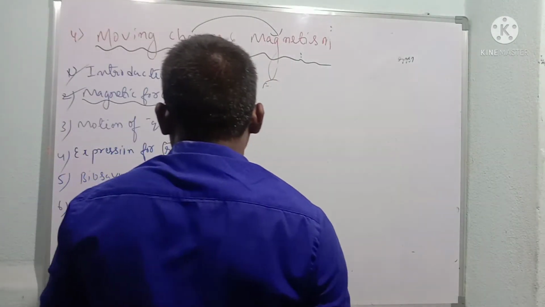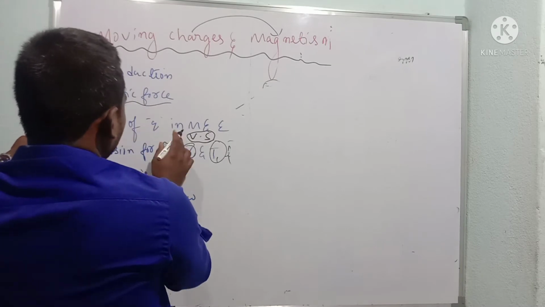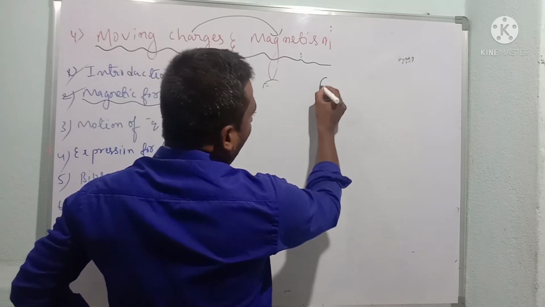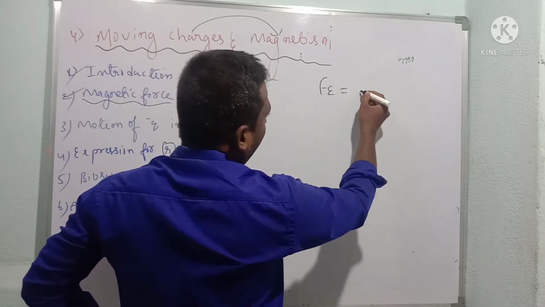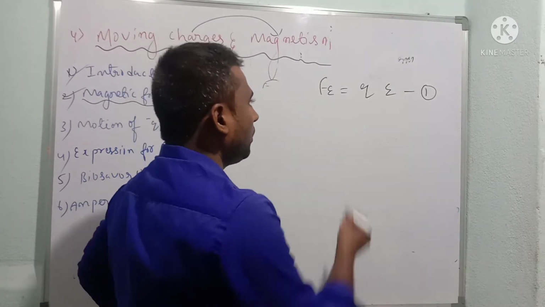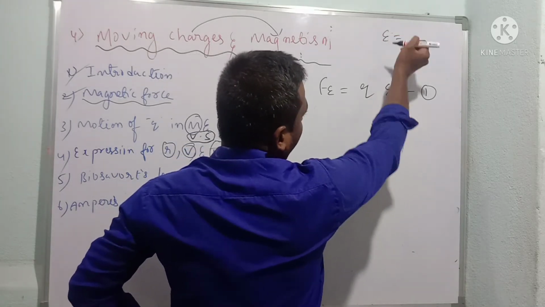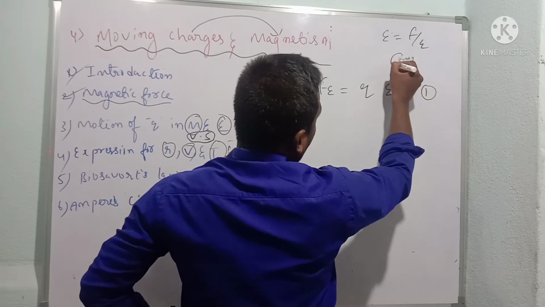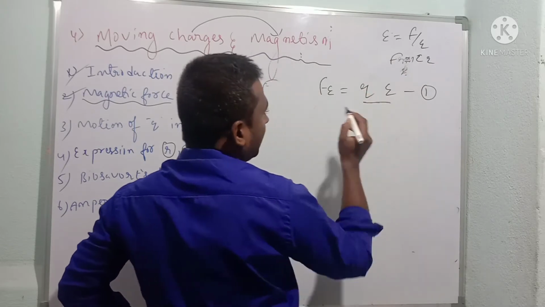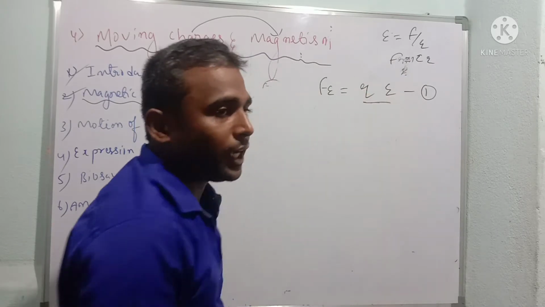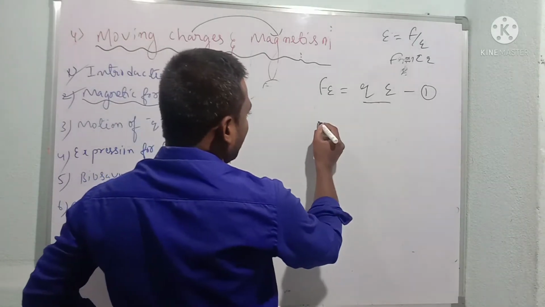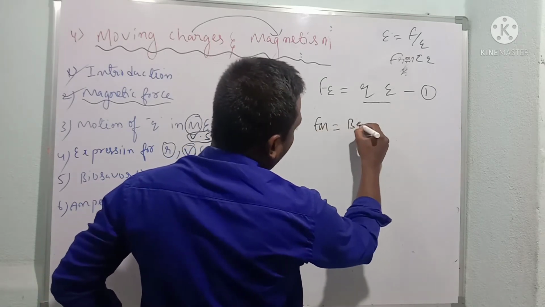Now we will look at the motion of charged particles in the magnetic field as well as the electric field. The electric force on a charge is given by QE. This is called equation 1. That is a very basic equation. Electric field strength is equal to force per unit charge, so force is equal to E into Q. Imagine this electric field and force are always opposite to each other, which we studied in the previous class. Now the magnetic force is given by BQV sin theta.